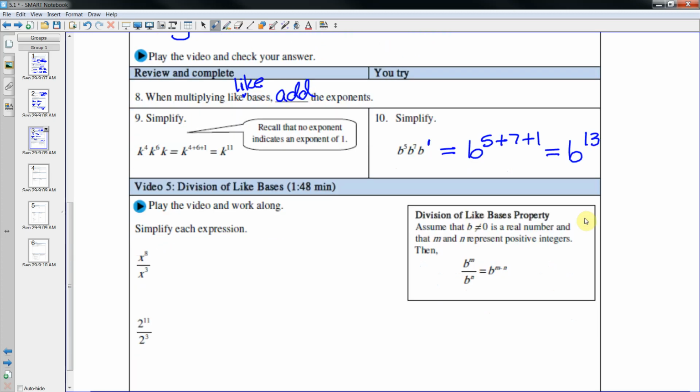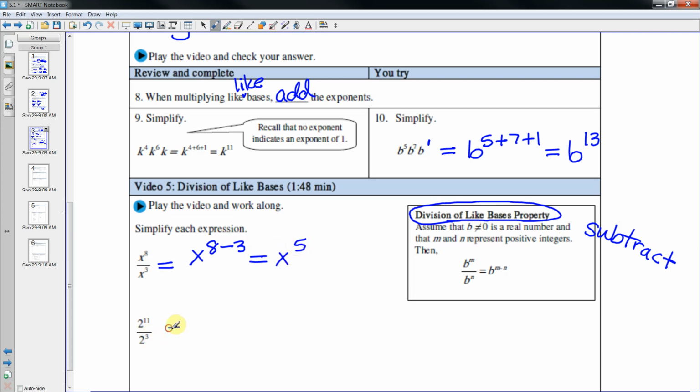Alright, now, second rule. When you divide like bases, you're going to subtract your exponents. So when we multiplied, we added our exponents. Now we're going to do the opposite. When we divide, we subtract. So if I've got x to the 8th over x cubed, 8 minus 3 gives me x to the 5th.